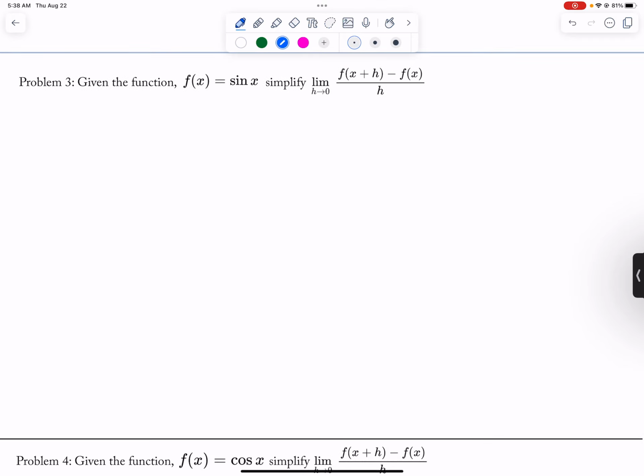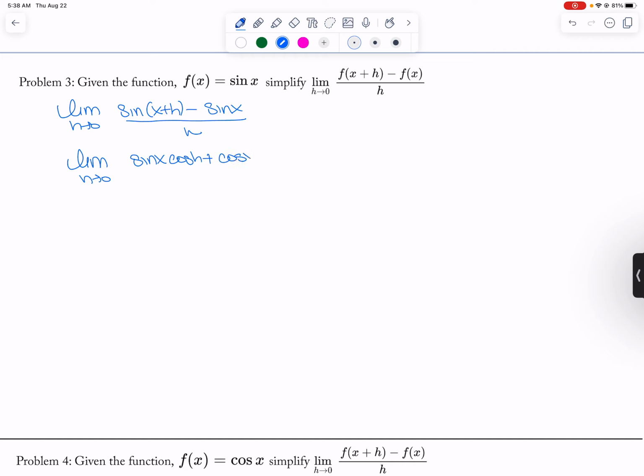Ooh, this is a fun one. I think this is harder than any of the other ones because it requires more effort. Okay, so f of x plus h, so that's sine of x plus h minus sine of x all over h. And now you're like, uh-oh, what am I going to do? How am I going to get this to work? As h approaches 0, we did sine of x cosine of h plus cosine of x sine of h minus sine of x all divided by h.